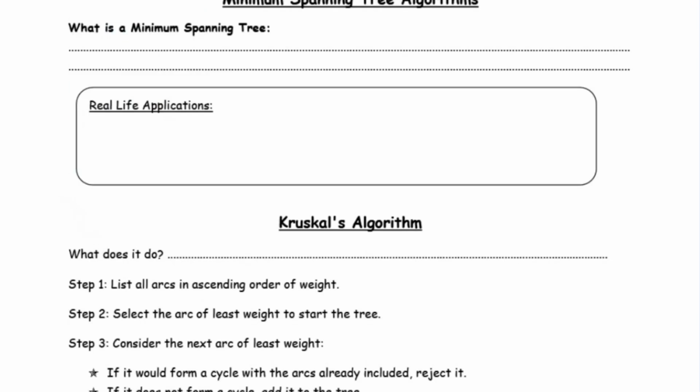Going to start off with Kruskal's algorithm. So Prim's and Kruskal's algorithm both will find a minimum spanning tree for a graph. I'm going to put the complete back up here just so we get the word.